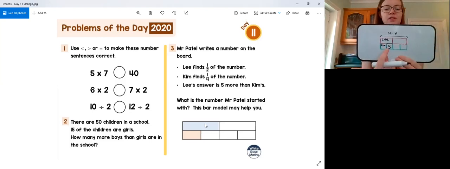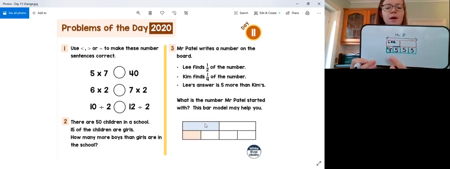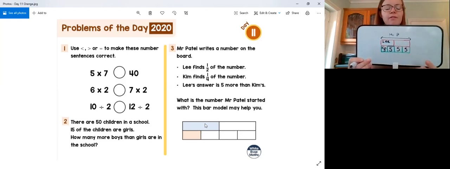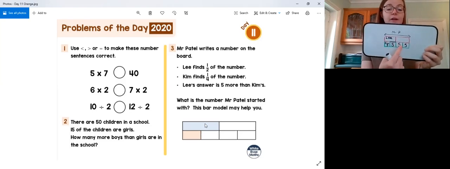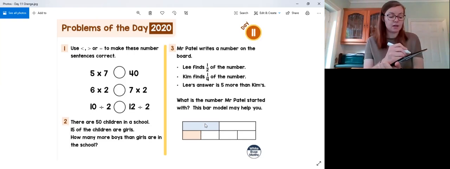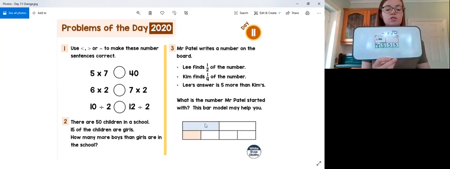But now I've noticed that this green box is a 5. What do we know about all the green boxes? That's right, because they're equal, they must all be 5. So if I now know that all the green boxes are 5, could I go back to Mr. Patel's number and figure it out? That's right, I could do 4 lots of 5, or I could add 5 to itself 4 times. And I know that 4 times 5 is 20. So Mr. Patel's original number was 20.